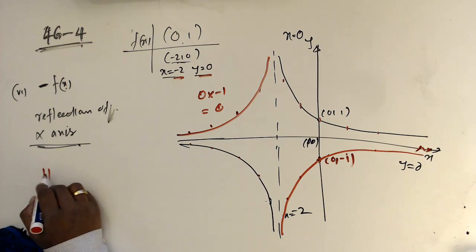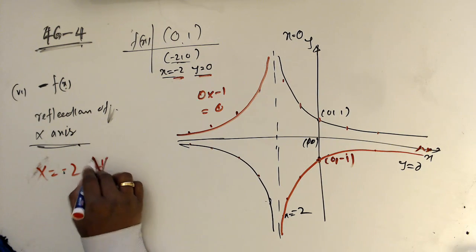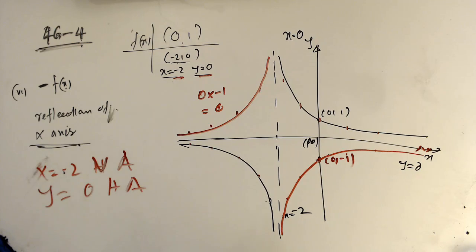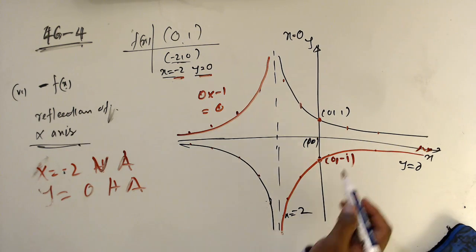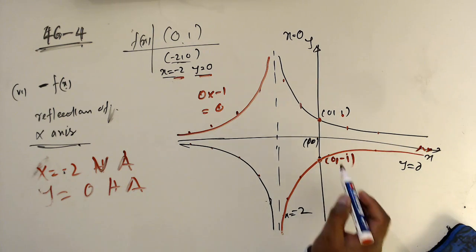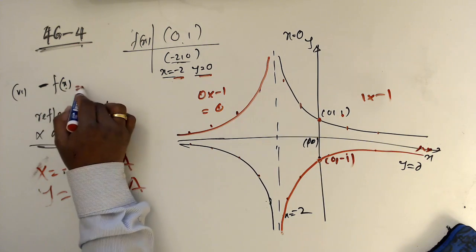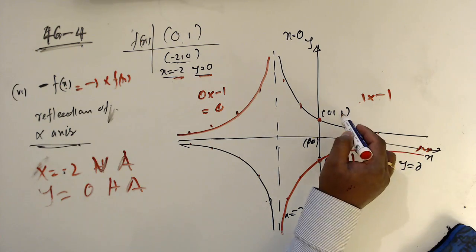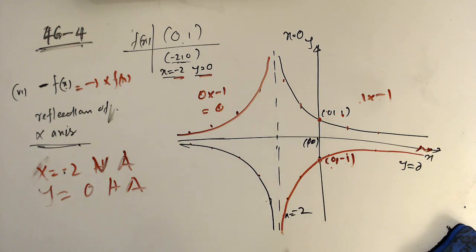Then x equals minus 2 is the vertical asymptote and y equals 0 is the horizontal asymptote. This (0, minus 1) point you can take by looking at this, or else you can take this 1 and multiply by minus 1, because minus f(x) means minus 1 times f(x). Multiplying by minus 1, it will become negative. We don't touch x. The x values are going to stay the same.